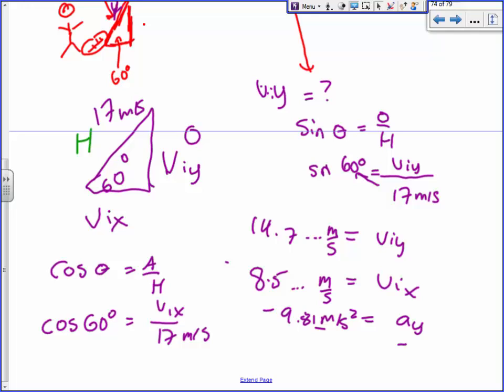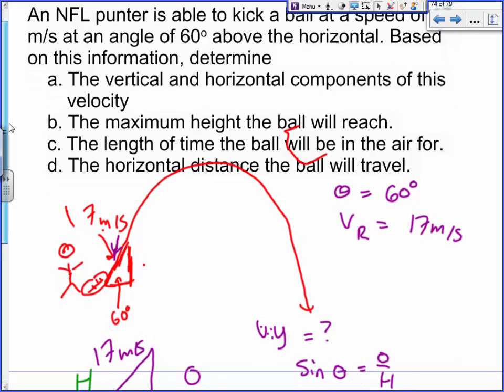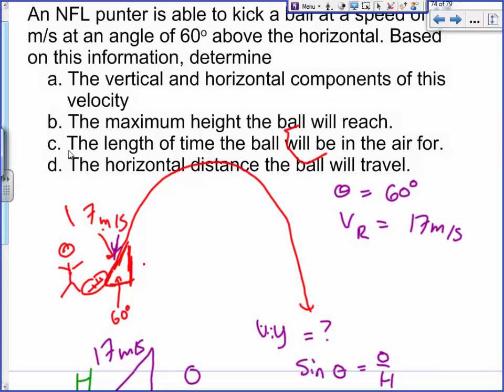Okay, so that's actually enough to kind of start us a little bit here. Let's now go and answer what our question is. So the first question is, can we find the vertical and horizontal components of this velocity? I think we've done that, right? We know how much up and sideways we've got. Now we want to find the maximum height the ball will reach. So I want to talk about this location here.